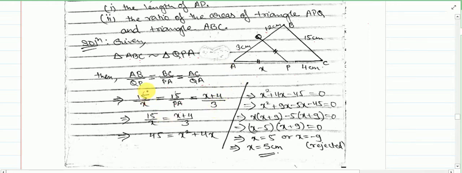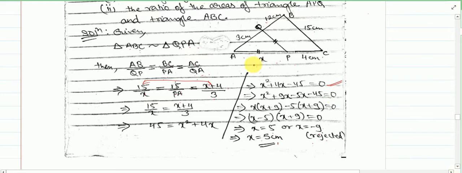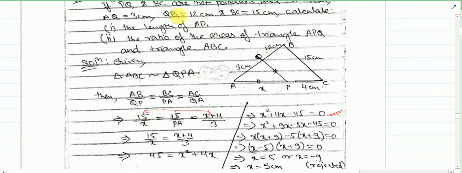Now you can just take these two, equate these two, and you can simplify and you will get a quadratic equation. Now you do middle term splitting, so by that you will get x equal to 5 and x equal to minus 9, but here x is nothing but distance, so distance cannot be negative, so we will take x equal to 5 centimeter, minus 9 is rejected. Okay, so you got the value for x, that is 5 centimeter. Now first part is done. Okay, value for AP is found.